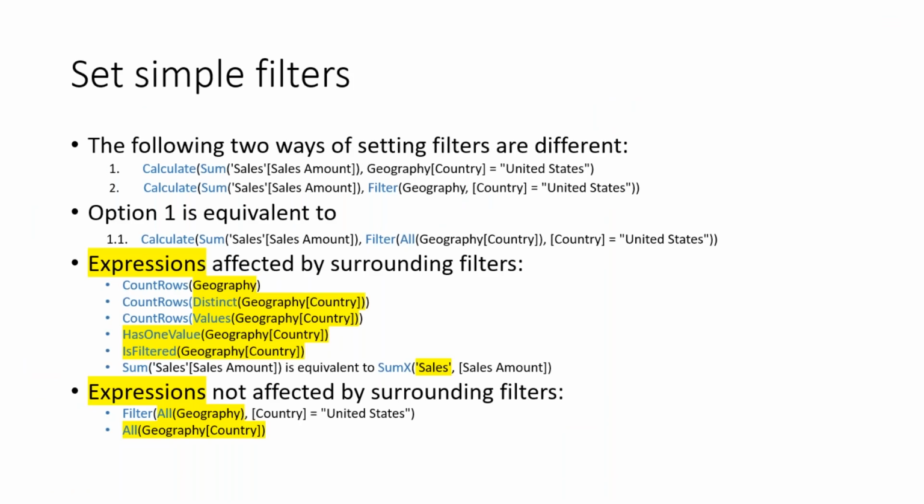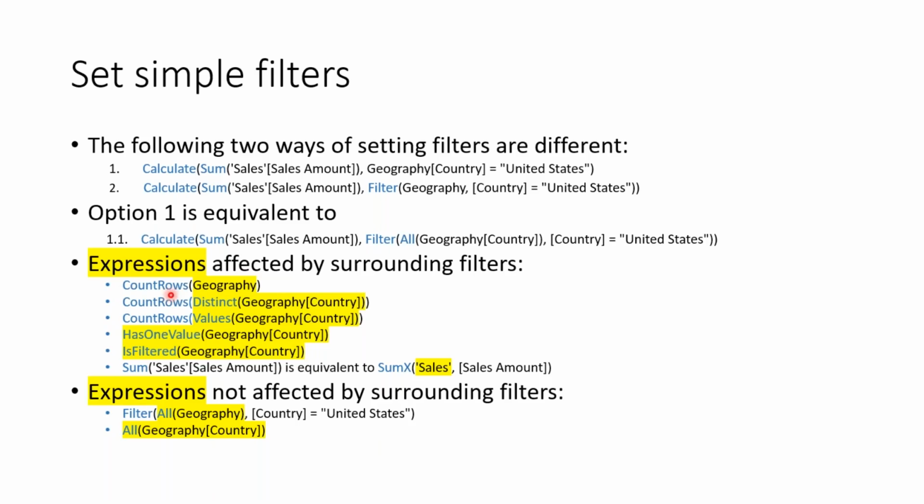Okay, so what's the difference here? As it turns out, in DAX, there are many expressions that are filtered by the filter context. So what types of expressions are filtered by the filter context? Here I'm showing you a few examples. There are many other examples.